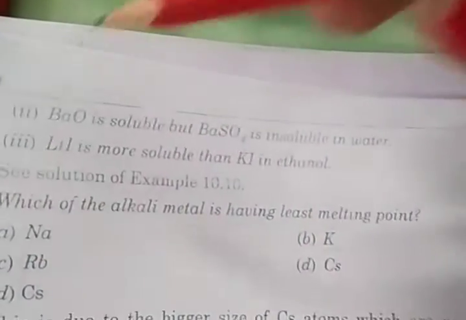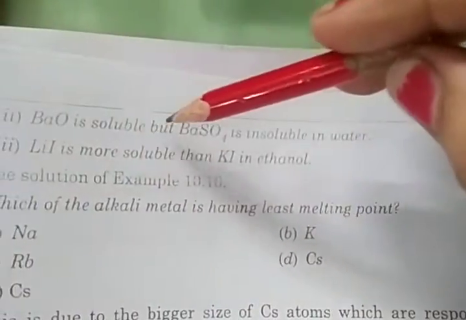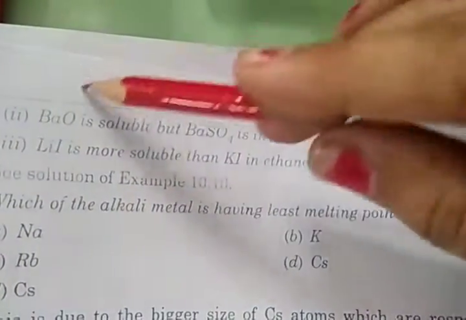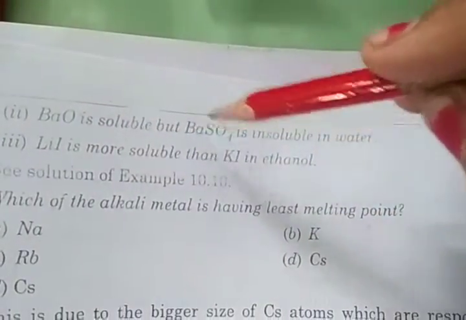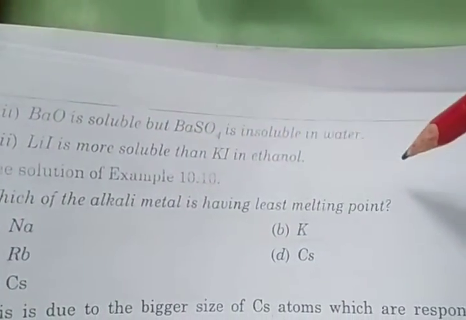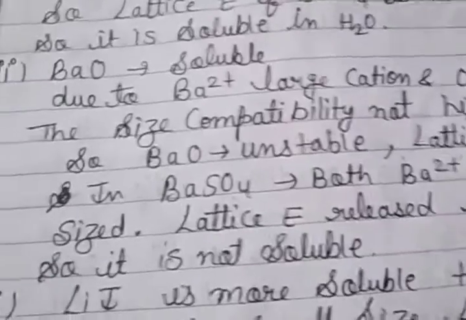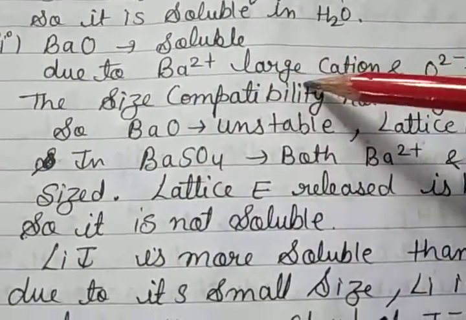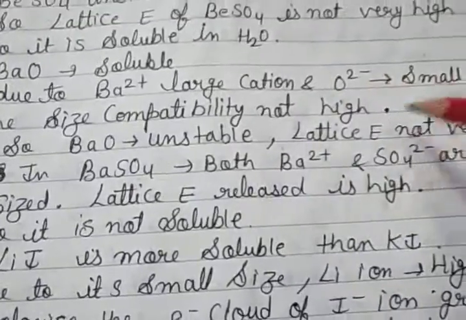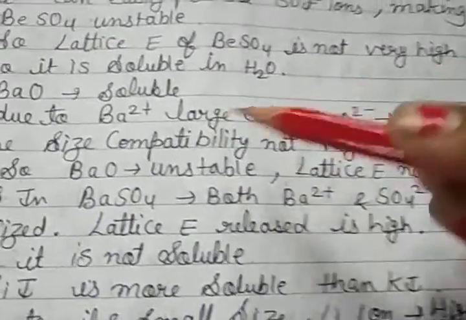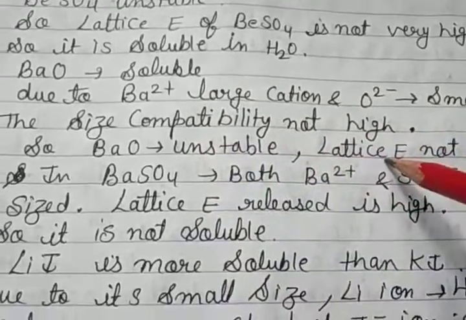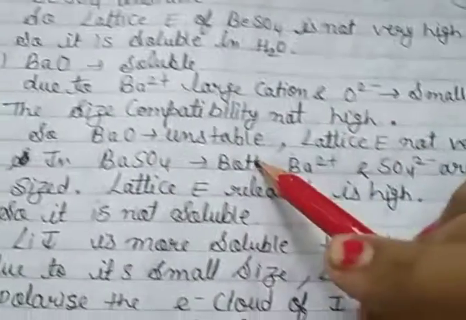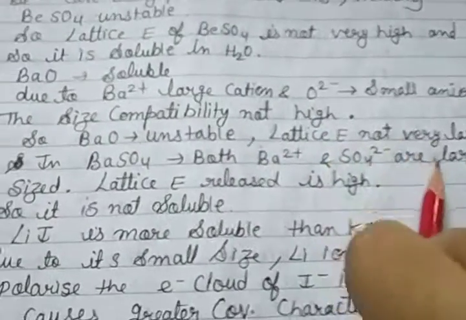Next, the second question is: barium oxide is soluble but barium sulfate is insoluble in water. Barium oxide is soluble because barium 2 plus is a larger cation and O2 minus is a smaller anion. So size compatibility is not high. So barium oxide is unstable because its lattice energy is not very large.